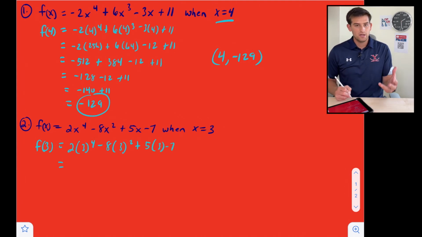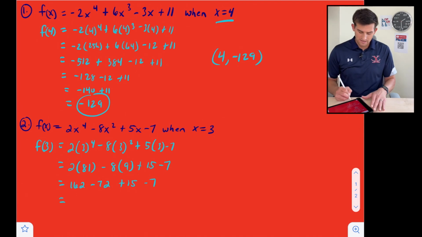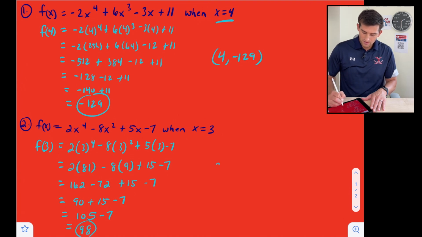And now we can evaluate once again. 3 to the fourth power is going to be 81, so 2 times 81, minus 8 times 9, plus 15 minus 7. So we get 81 times 2, and that's going to give us 162 minus 72 plus 15 minus 7. 162 minus 72 will give us 90 plus 15 minus 7. 90 plus 15 would be 105, and 105 minus 7 will give us 98. So we could say when x is 3, y is 98.